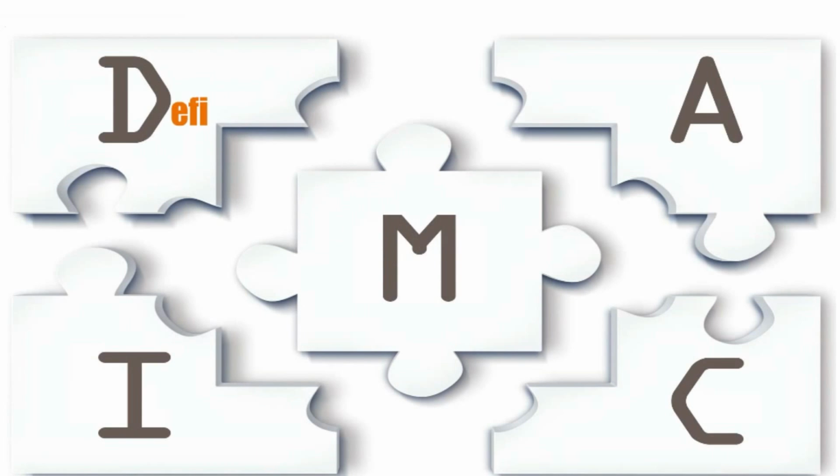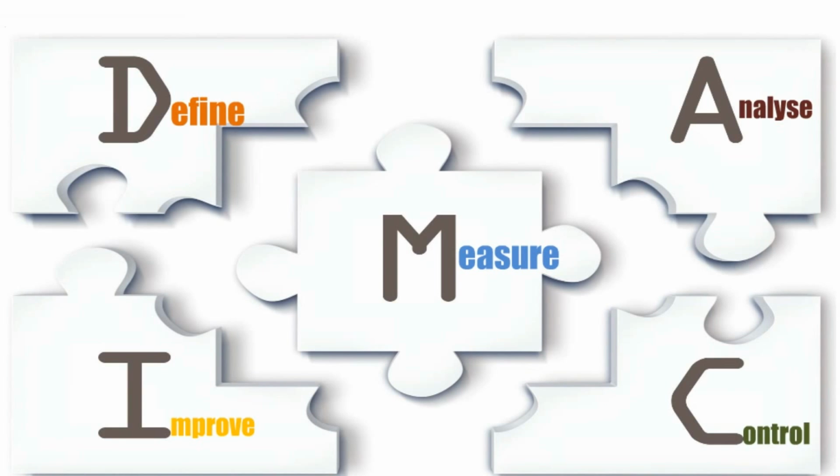There are 5 stages in the DMAIC approach: define, measure, analyze, improve, control. Let us see each step separately. In the define phase, the problem is identified using some tools that will be covered in our next videos.